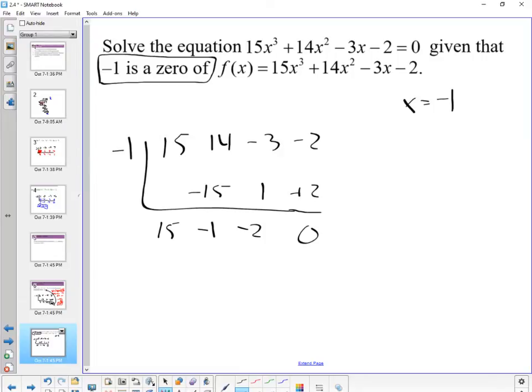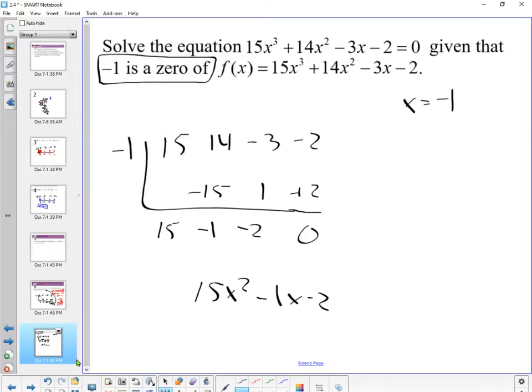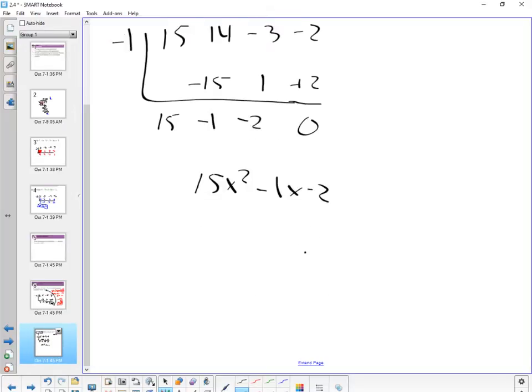So now I know that I've got 15x squared minus 1x minus 2. At this point, I want to factor this. I could factor it, or I could keep using my synthetic division if I had more choices to divide by. But I don't in this case, do I? So we're going to have to factor or use the quadratic equation. What do you guys want to do? Yeah, why not?